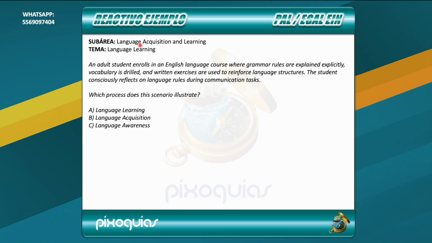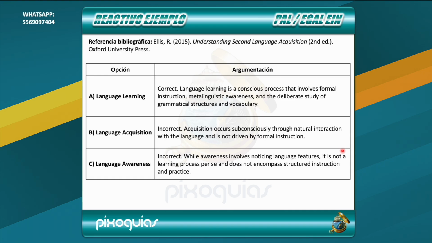This exercise is from the sub-area Language Acquisition and Learning, from the topic Language Learning. An adult student enrolls in an English language course where grammar rules are explained explicitly, vocabulary is drilled, and written exercises are used to reinforce language structures. The student consciously reflects on language rules during communication tasks. Which process does this scenario illustrate? A. Language learning, B. Language acquisition, or C. Language awareness? Correct answer is A.